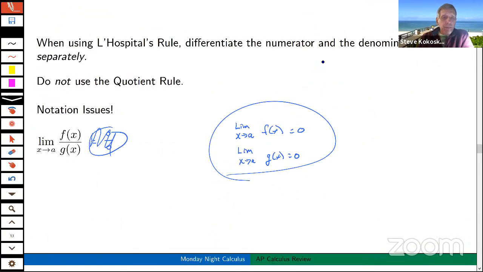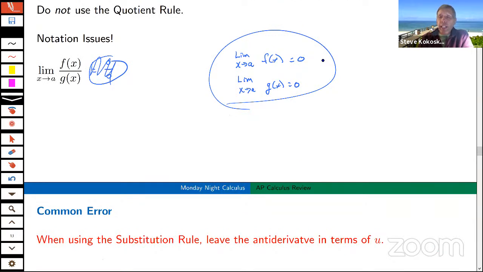Okay, here's a good one. When using the substitution rule, leave the antiderivative in terms of u. Okay, so I'm sorry, Curtis, I'm going to build a vision here. When I use the substitution rule, I use it because I start with a problem that's in the x world and it's difficult to solve there. And I build a bridge from the x world to the u world. My bridge is my equation that equates u to some function of x. And I drag everything across that bridge into the u world, where I can solve the problem, where it's easier.